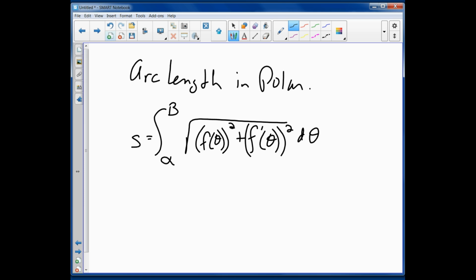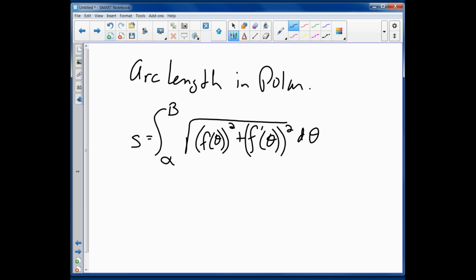All right. So let's look at an example. Let's say we have f of theta is equal to 2 minus 2 cosine theta.